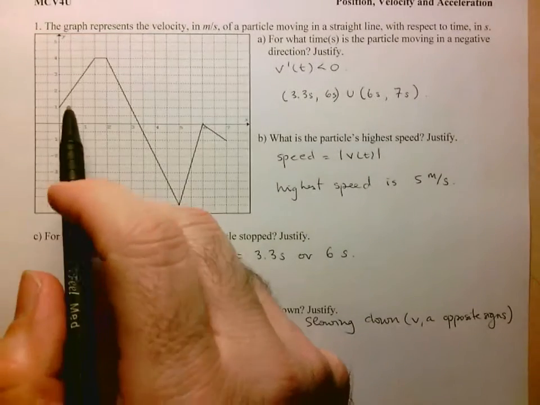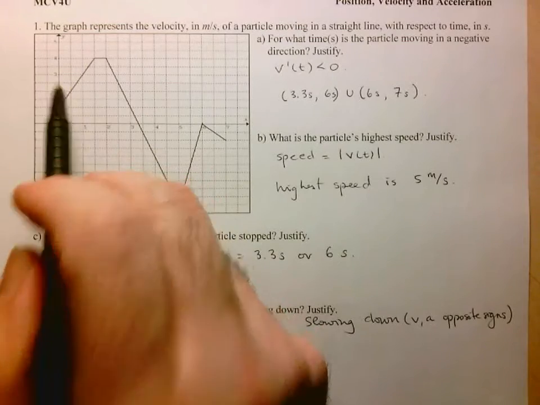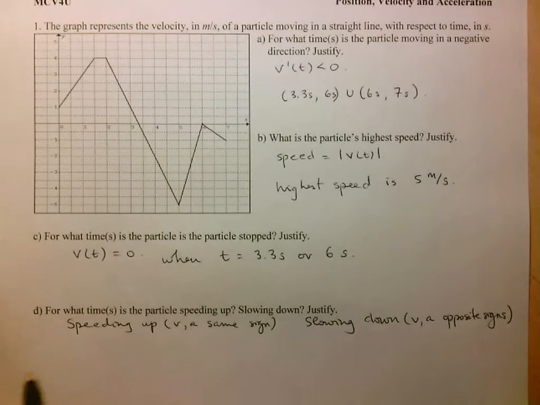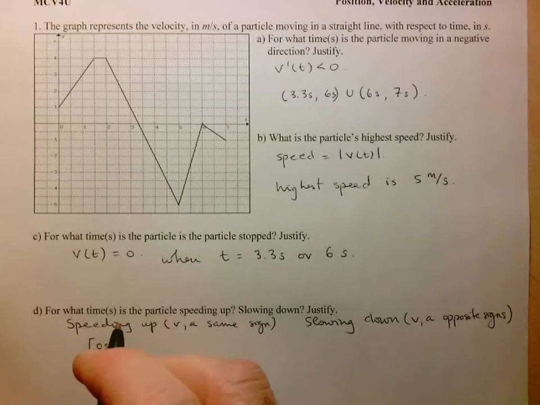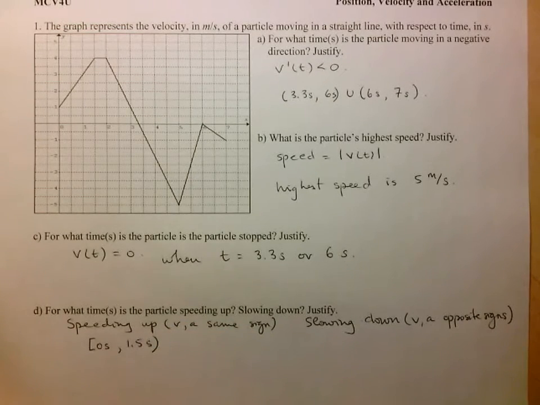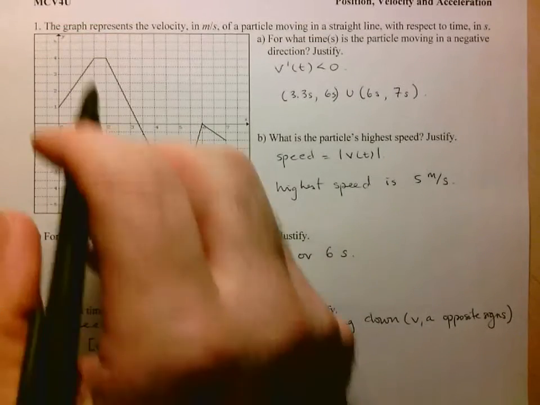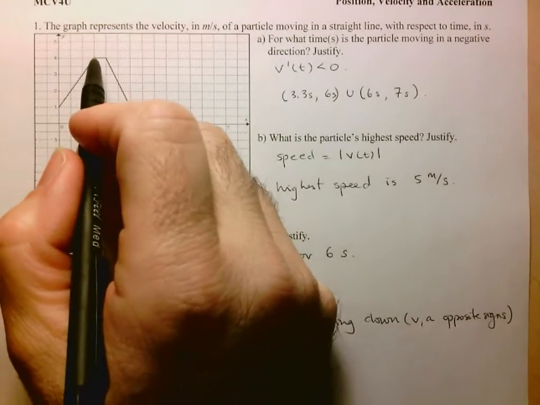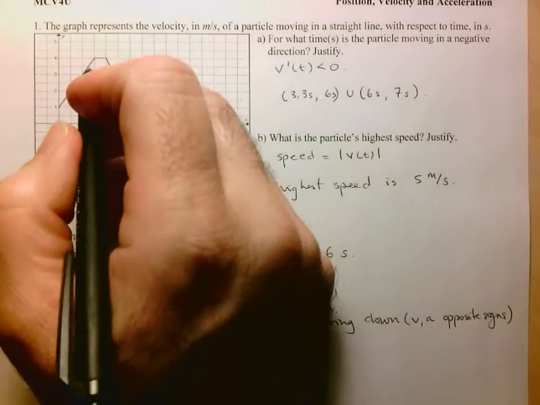So we saw speeding up, as in the speed is getting larger, when the velocity and acceleration have the same sign. Because this is a straight line that's moving upwards, the derivative is just going to be some constant positive value. So here we have between 0 seconds and 1.5 seconds. Here I'm using an open interval, because we can't include 1.5: the derivative doesn't exist since we have a corner, so we're not going to consider what happens at 1.5.